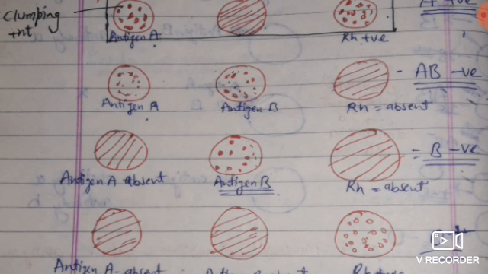In the third case, in sample 1 there is no clumping, in sample 2 there is clumping and in sample 3 there is no clumping. That means where anti-sera A is put, there is no clumping, where anti-sera B is put, there is clumping, and where anti-sera Rh is put, there is no clumping. So the blood group will be B negative, as B shows clumping and Rh shows no clumping.